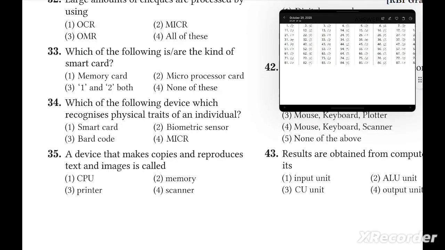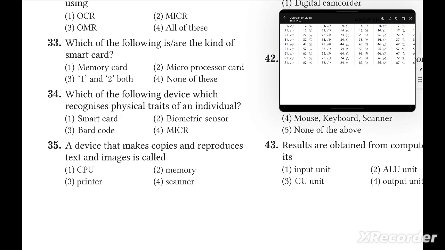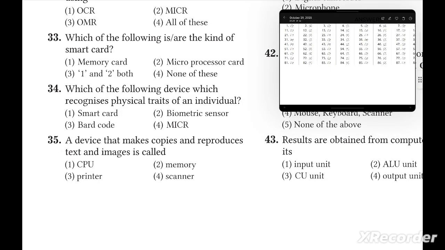Next, which of the following is or are the kind of smart card? First, memory card. Second, microprocessor card. Third, first and second both. Fourth, none of these. The correct answer is third, first and second both. Memory card and microprocessor card.